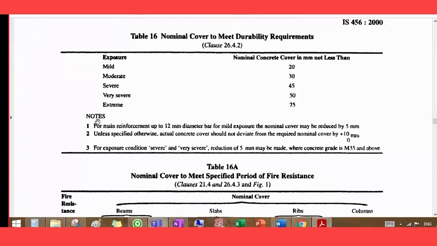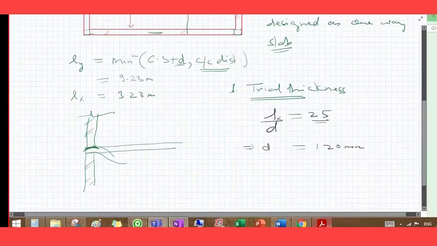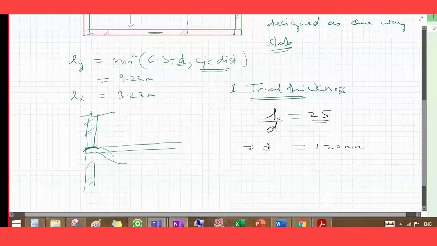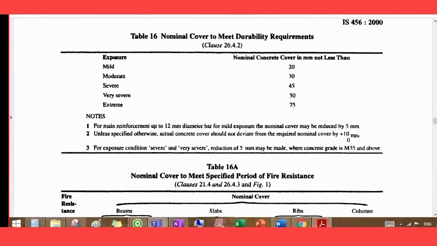Under notes, you please read notes. For main reinforcement, up to 12 mm diameter bar, for mild exposure, the nominal cover may be reduced by 5 mm. You please see this slab. It is coming 120 mm. And what is the maximum diameter which you can use? It will be the thickness of the slab divided by 8. What you will find, the maximum diameter which you are going to use is going to be less than 12 mm. So if it is less than 12 mm, what will be my nominal concrete cover? 20 minus 5 mm. So it will be 15 mm.